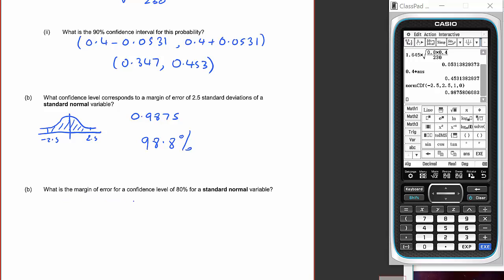What is the margin of error for a confidence level of 80%? So this time we're going to be using an inv norm. We may as well just go up and use this one. So that one we just need to change to 0.8 for 80%, and go back up and find the answer, and 1.28.